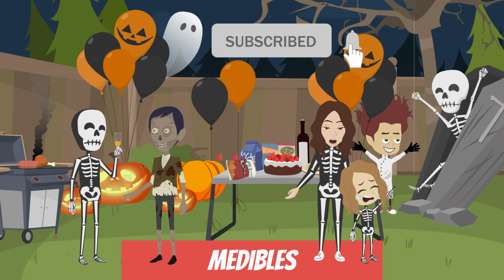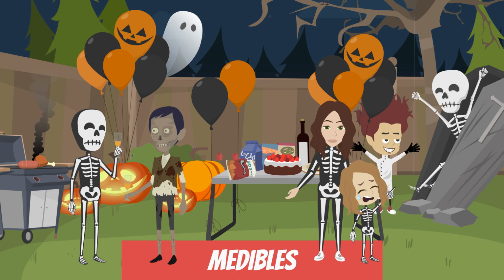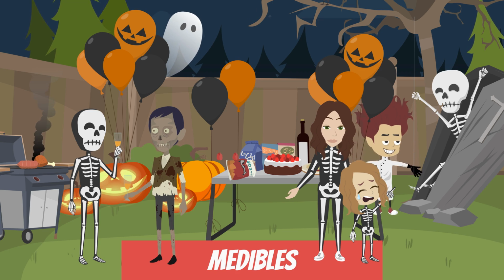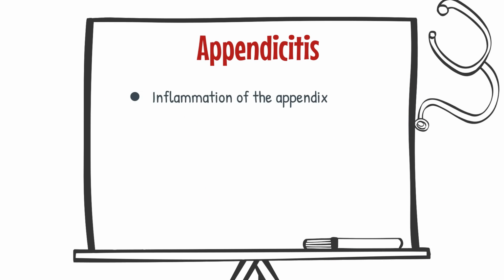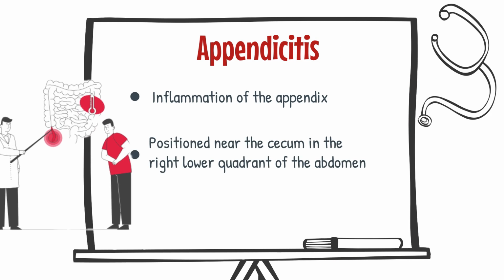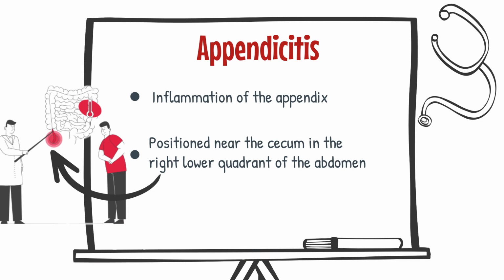Now let's take it to the whiteboard, where I will discuss the presentation of appendicitis, the symptoms associated with the condition, as well as its diagnosis and treatment. Appendicitis results from inflammation of the appendix. The appendix sits in the right lower abdomen near the large intestine, particularly a part known as the cecum.